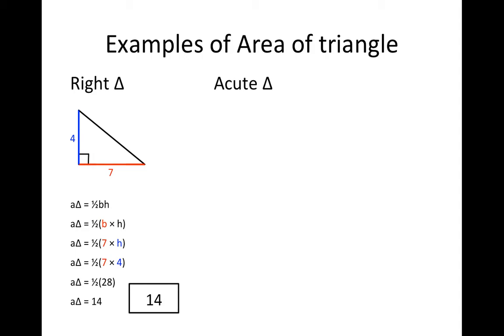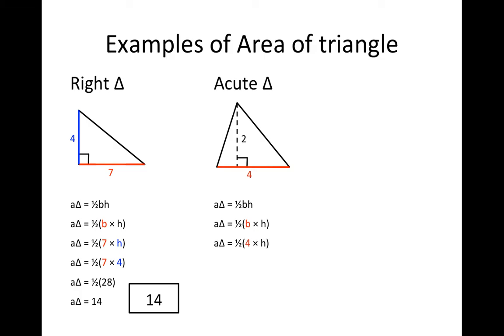If I have just an acute triangle, there's an acute triangle. So again, my formula is 1/2 BH, or 1/2 base times height. My base in this example is 4, so I can substitute it in. My height in this example, because it is perpendicular to the base, that line right here is perpendicular to the base, and so my height is 2. I can substitute that in. 1/2 of 4 times 2, 4 times 2 is 8, so 1/2 of 8 is 4. So the area of this triangle is 4.